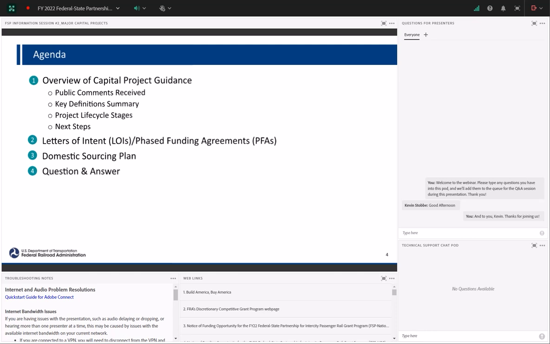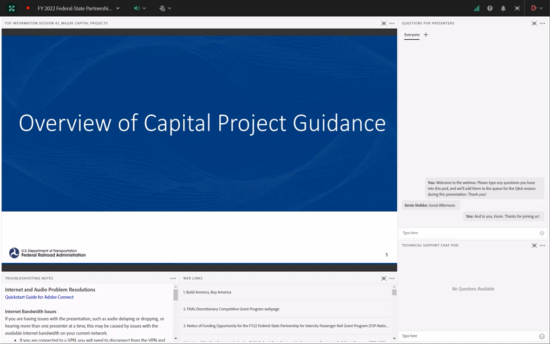So again, let's start off with an overview of the capital project guidance. As I said, we published a draft version of this mid-year last year, received some comments on it, addressed those comments, and revised the guidance to take them into account. The guidance is available both on the Federal Register within the docket and on FRA's website.